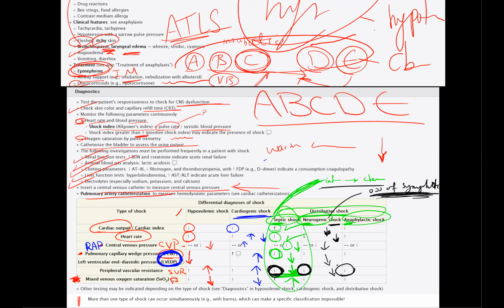Also anaphylactic shock, but later on, because of the heart and the blood vessels, both of them, the mixed venous oxygen saturation will be low, not high. Anaphylactic shock.